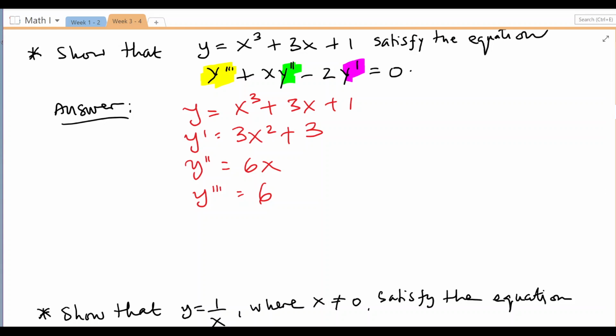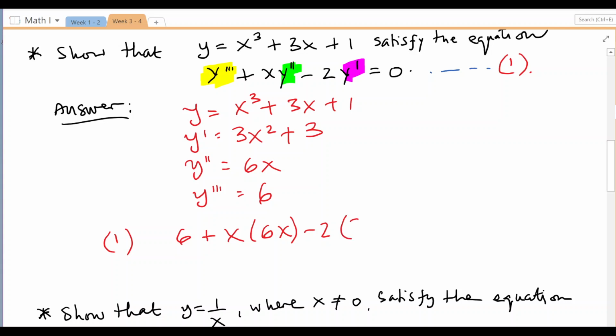Going back to the first equation, which is this one here, we substitute all this into it. So we have y triple prime equals 6, plus x times y double prime, which is 6x, minus 2 times y single prime, which is 3x squared plus 3. Let's see if this equals 0.